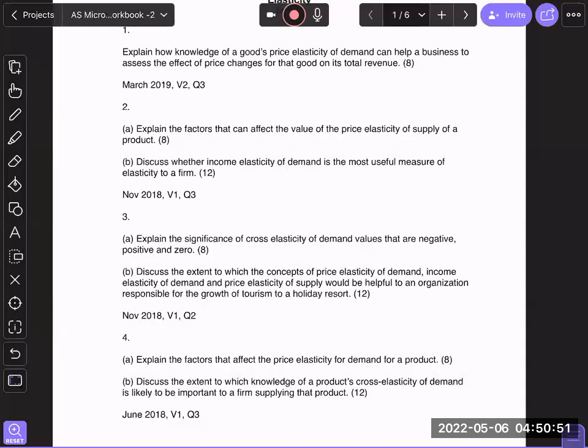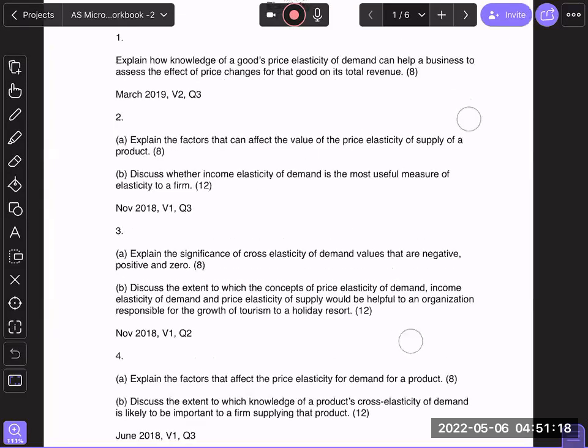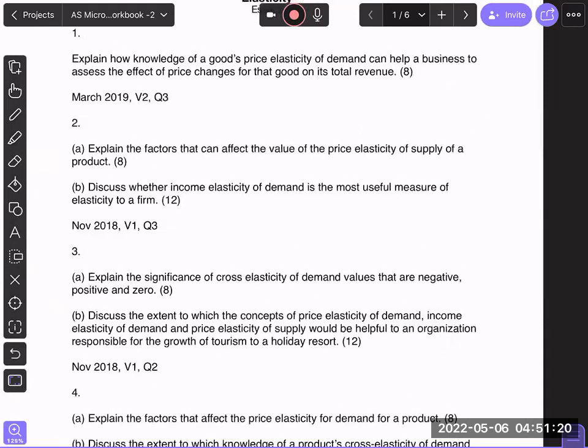practicing primarily the 12 markers. Okay, जो 8 markers हैं in your PED, they are pretty much straightforward. सही है, इसमें आपको ज़्यादा चीज़ें बतानी भी नहीं होती except for कि PED की relevance क्या है with revenue या how the firms can use the knowledge of XED to classify products and so on and so forth. So let's look at question number 2 का B.